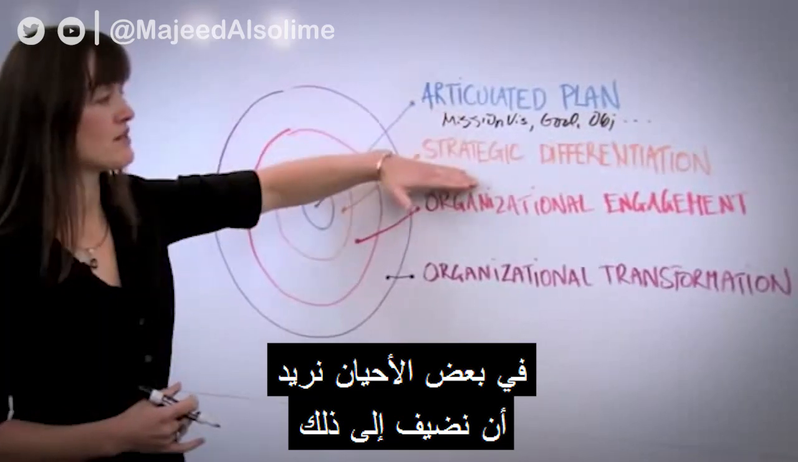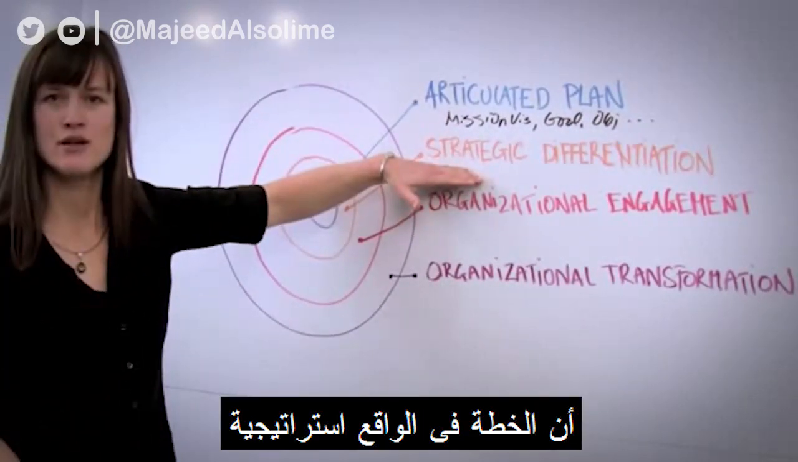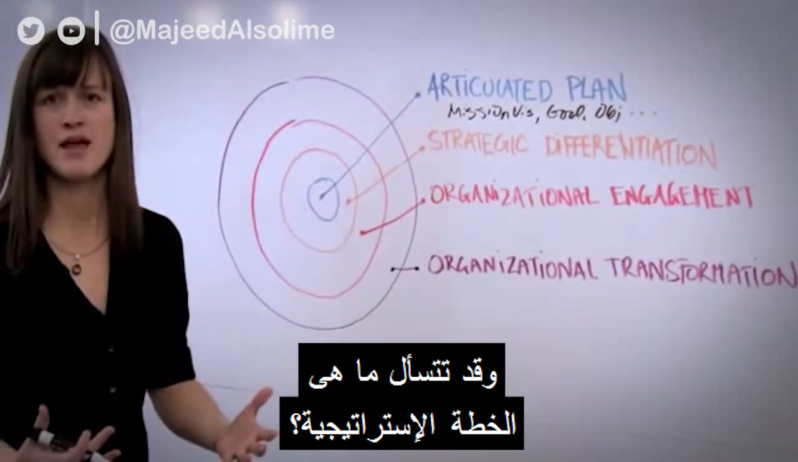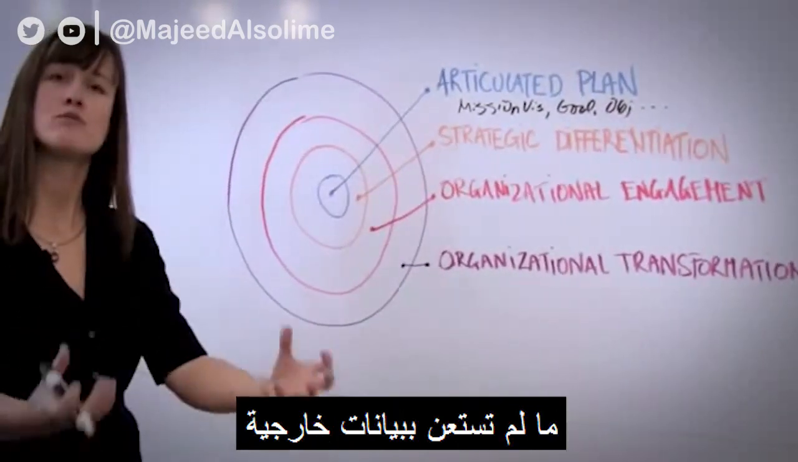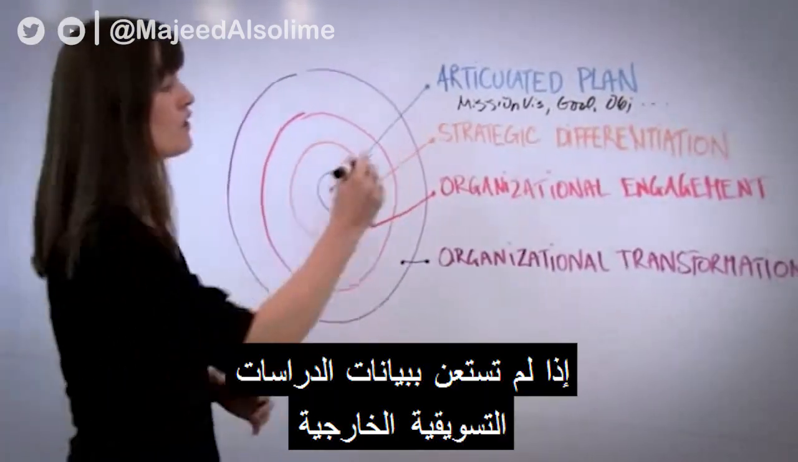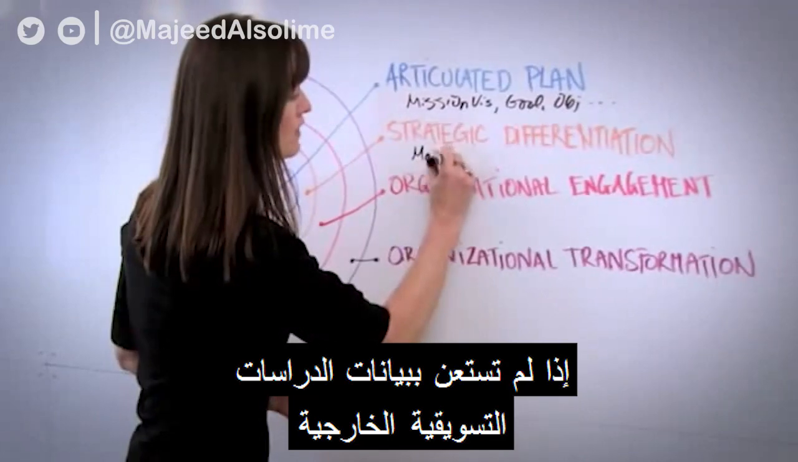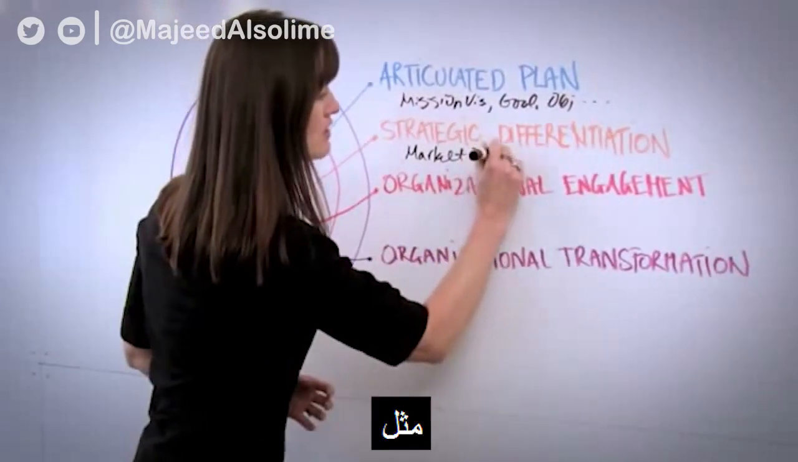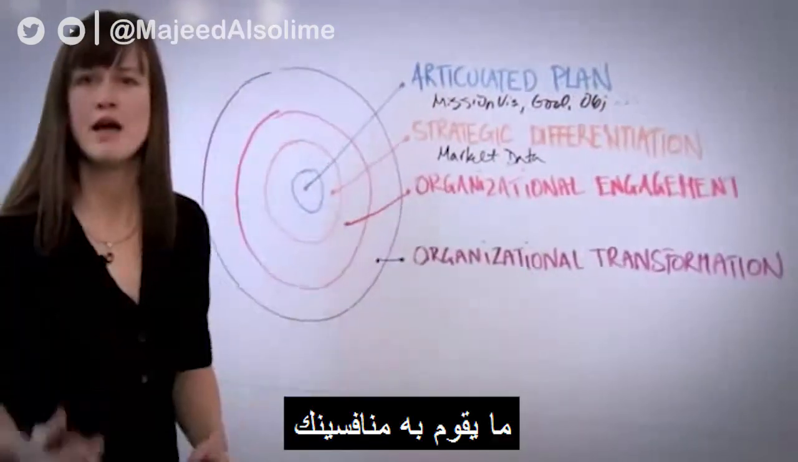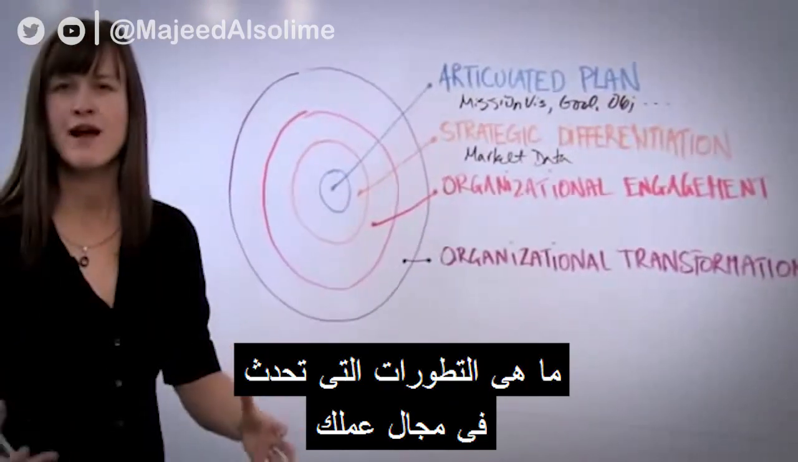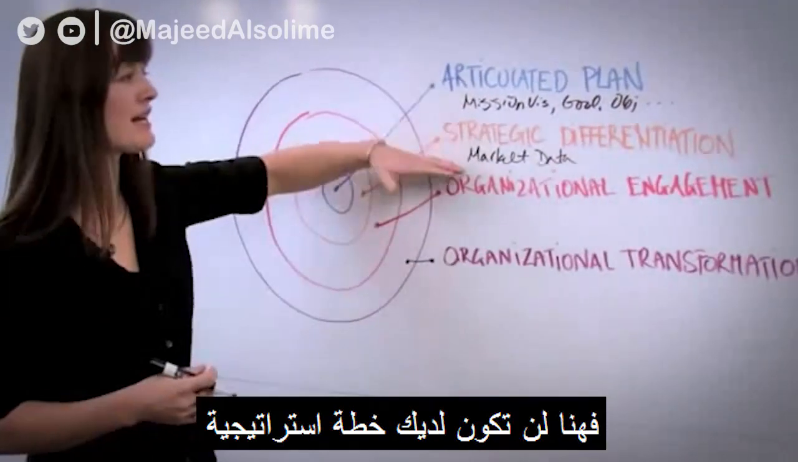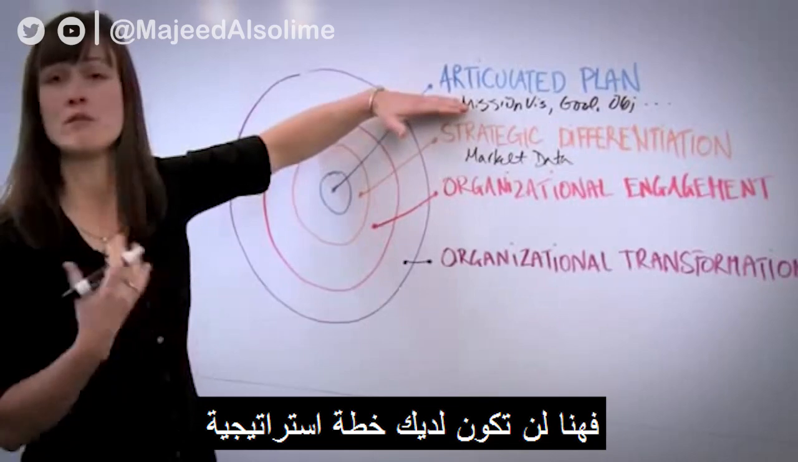Sometimes we want to add on to that, that the plan is actually strategic. And you may say, well, it's a strategic plan, but that's not necessarily true unless you bring in external data. If you don't bring in external market data, such as what your customers think, what your competitors are doing, what's happening in your environment, in your industry, you're not going to have a strategic plan. You're just going to have a plan.